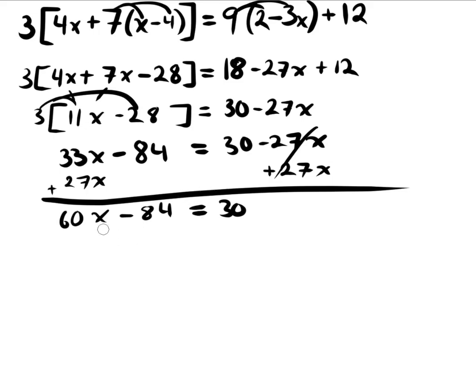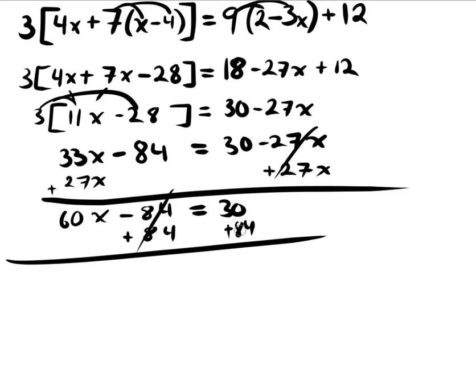So at this point, I need to still get this constant over to this side. So I'm going to add 84 to both sides. That cancels these two out. I'm going to add 84 to this side too, right? And I end up with 114 is equal to 60x, right?